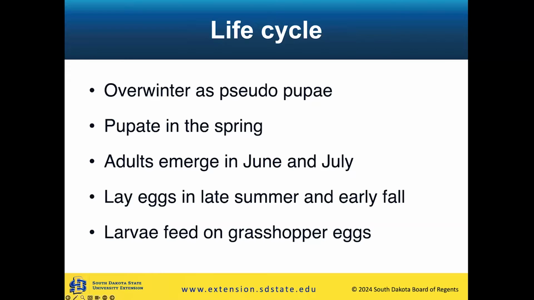So I just want to touch briefly on the life cycle of the blister beetles. They will overwinter as a pseudo pupa, and then they'll complete their pupation in the spring. Those adults will start emerging in June and July. In a typical year, we really need to start watching for these guys around the 4th of July. That's usually when I start getting a lot of calls from people. However, like last year, they showed up a little bit earlier.